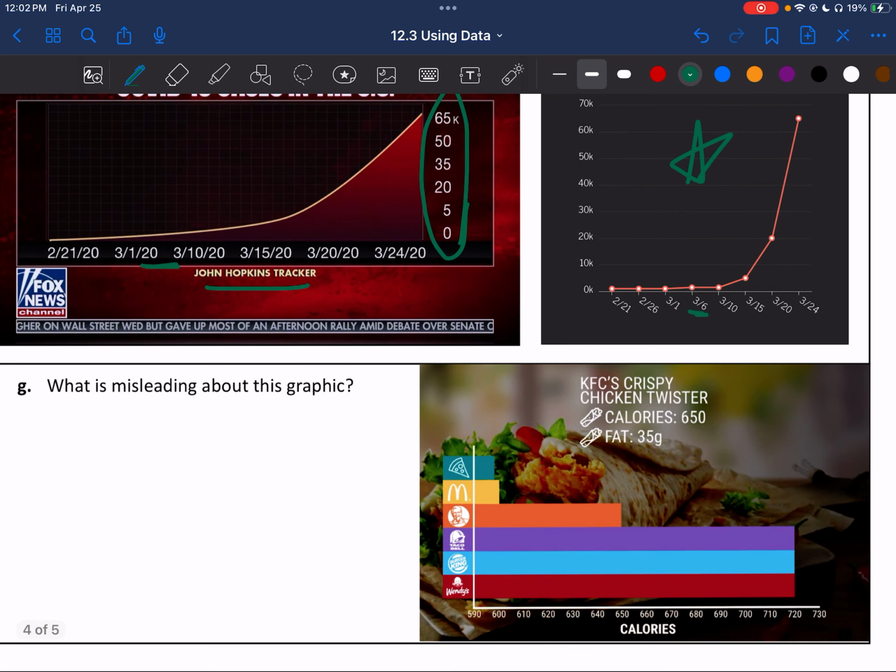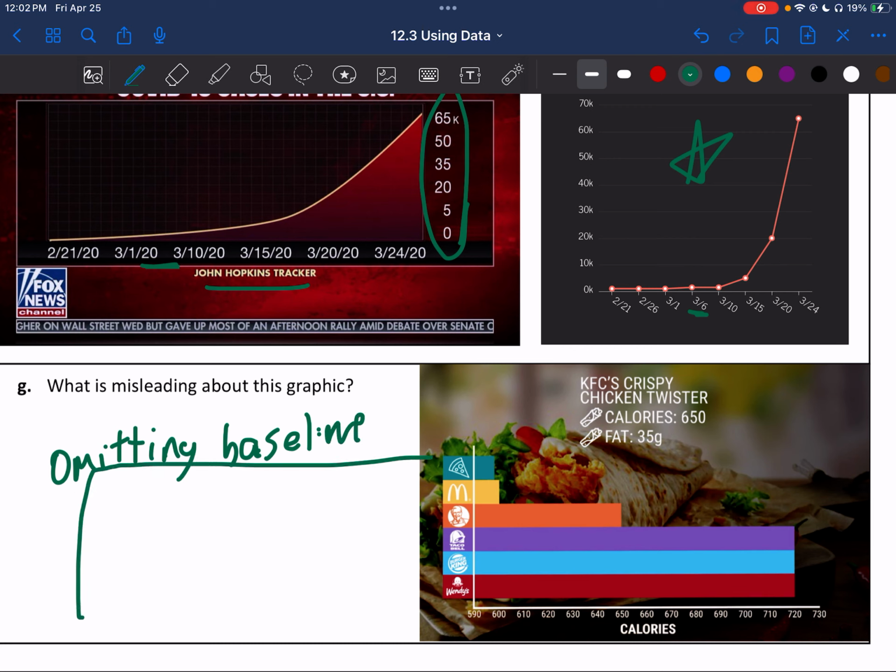Last one, we've got what is misleading about this graphic. We've got the KFC's crispy chicken twister. We've got calories listed at 650, and we're comparing it with, like, probably Sparrow, maybe. We got McDonald's, we got KFC, Taco Bell, Burger King, and Wendy's. And what are we doing? What is the misleading portion? We are omitting the baseline, right? Because each one of these bars should go way this way.